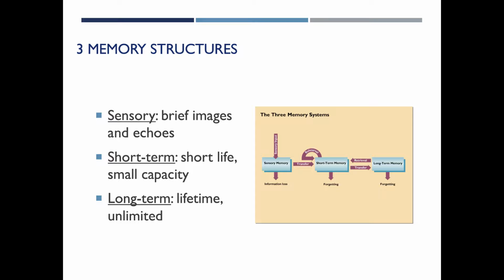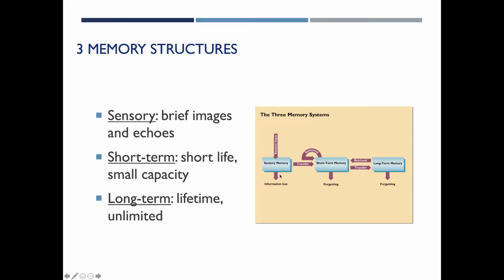The software of your memory system are the processes. The processes are ways of getting information into your memory and calling it to mind later when you need the information. So this diagram over here on the right shows the three memory systems: sensory memory, short-term memory, and long-term memory. They're named based on essentially how long they last.